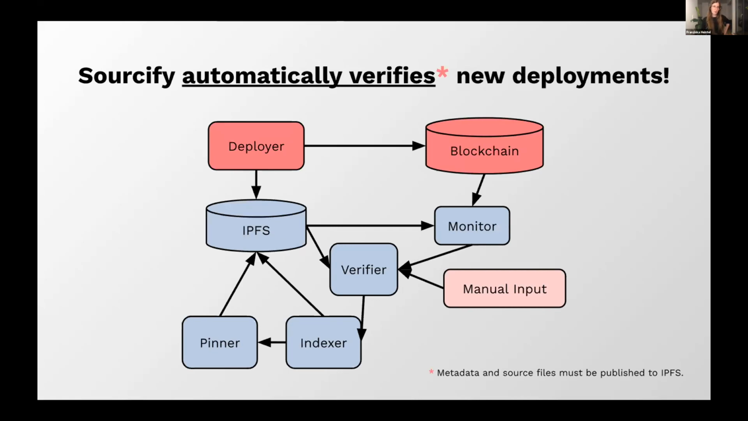First of all, I want to now describe a little bit more how this automatic verification could work. Sourcify at the moment already automatically verifies new deployments. That's very awesome, and that only has really one condition: the metadata and the source files must be published to IPFS. So when you are a developer and, let's say, deploy a contract to Ethereum mainnet, then your next step must be either to use auto-publishing or to publish the metadata JSON and the source files to IPFS, so that our Sourcify monitoring service can actually pick it up.